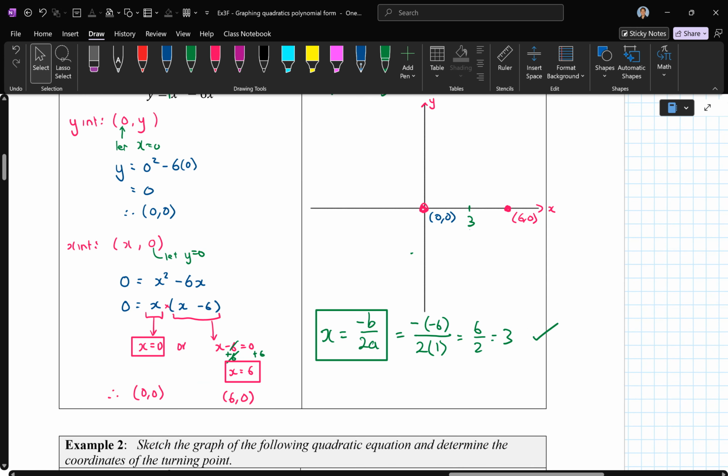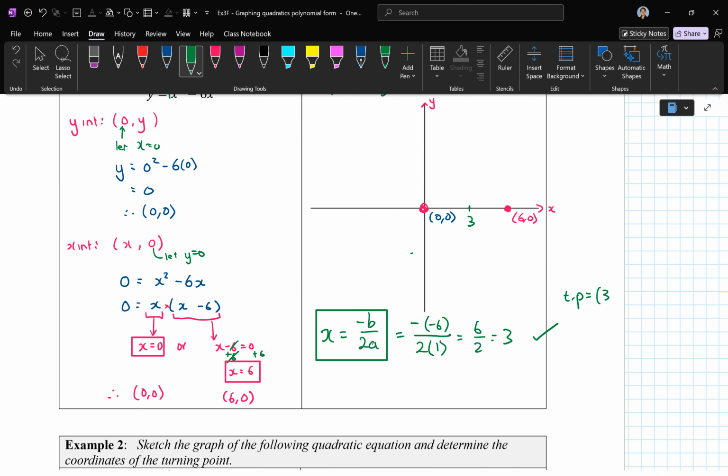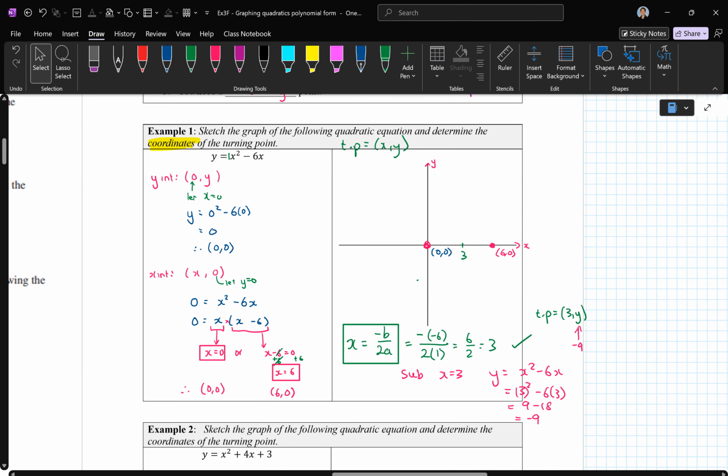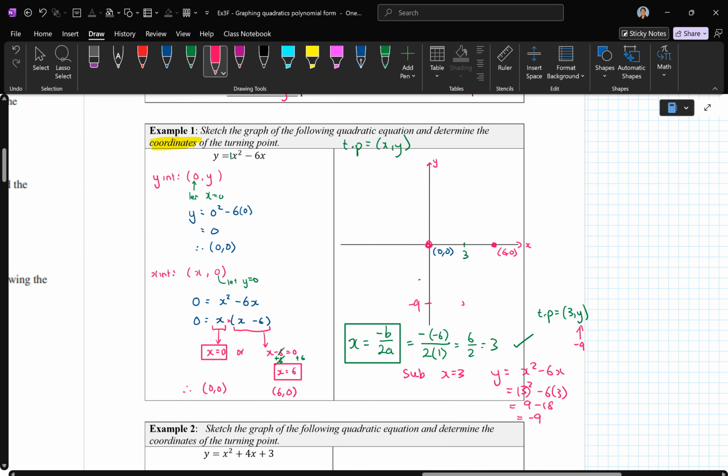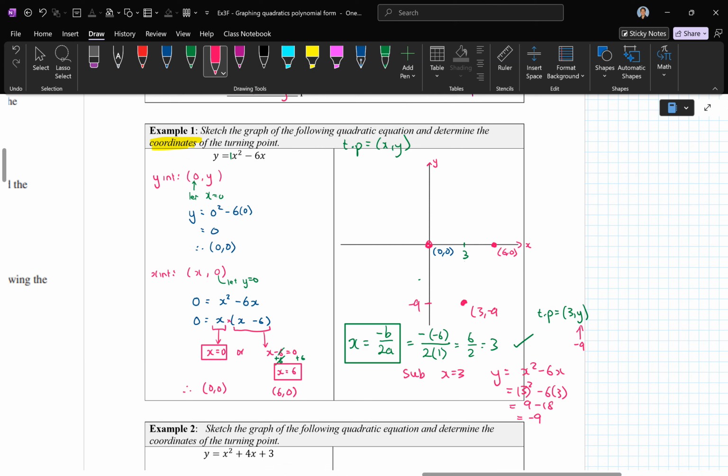But that doesn't tell me what the turning point is. I just now know that the turning point has an x coordinate of 3. I need to find y. And like I said before, sub x equals 3, and you would get 3 squared minus 6 times 3. 9 take away 18, negative 9. So that tells me y must be negative 9 when x is 3. So putting it together, 3, negative 9, let's say it's down here. Here's my turning point: 3, negative 9.